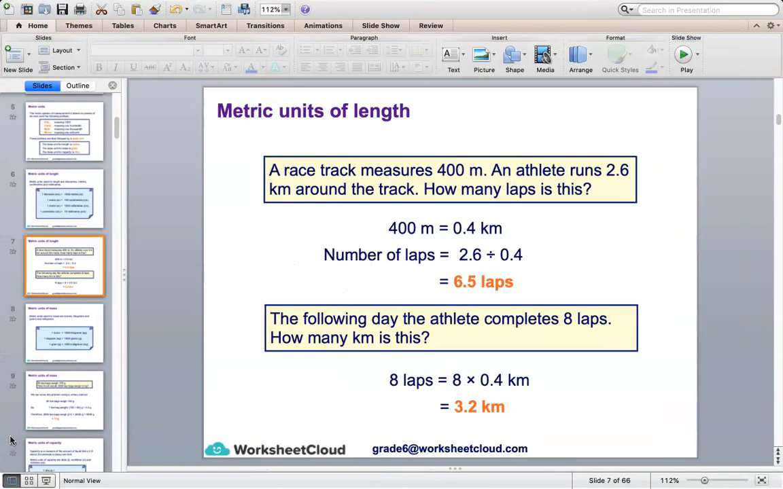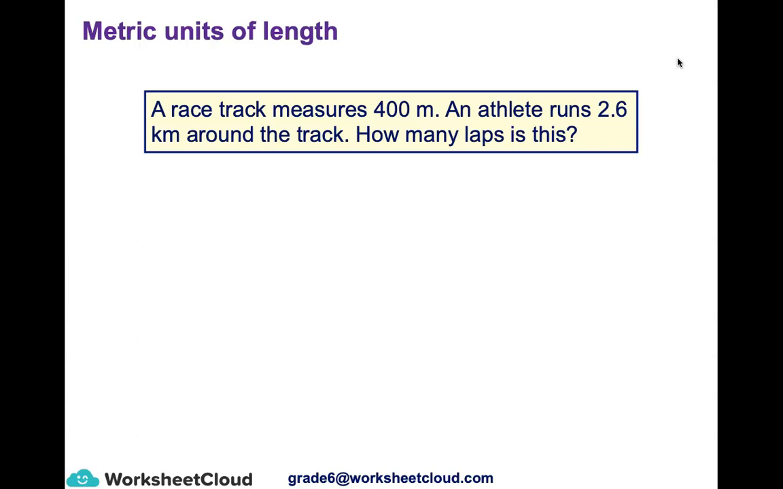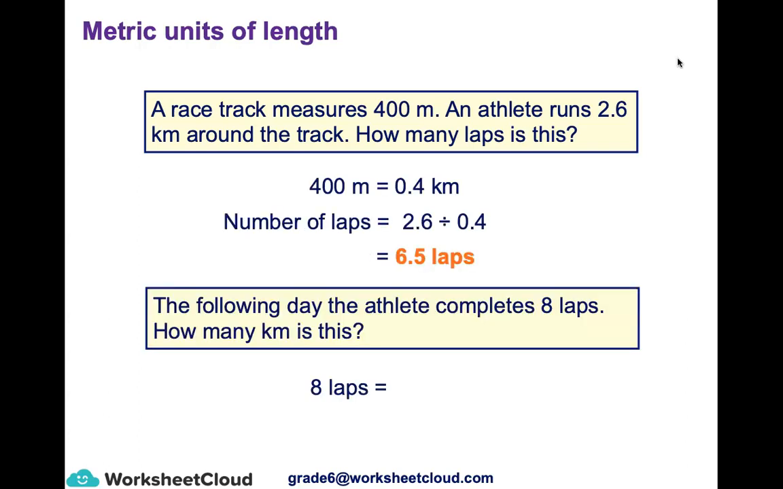And we know 3,200 meters is 3.2 kilometers, because 3,200 meters divided by 1,000 gives me 3.2 kilometers. Right, sorry, we've already been through this one.